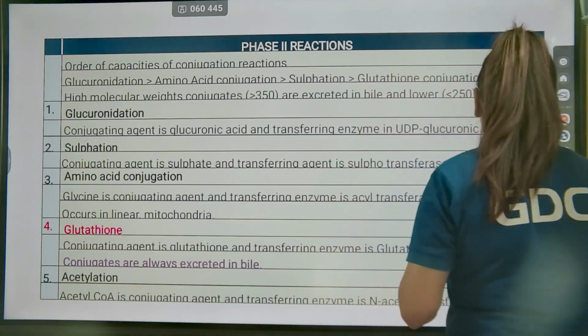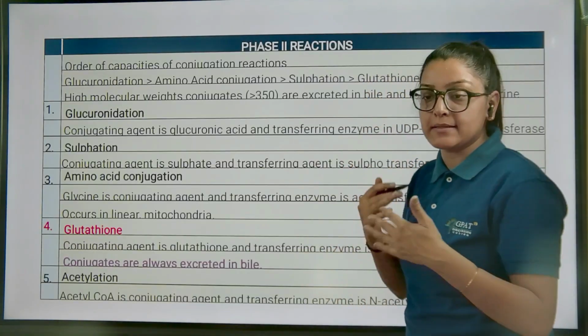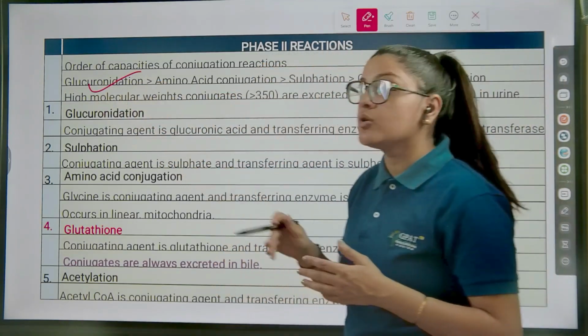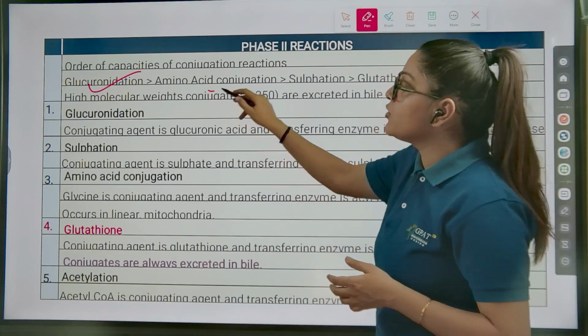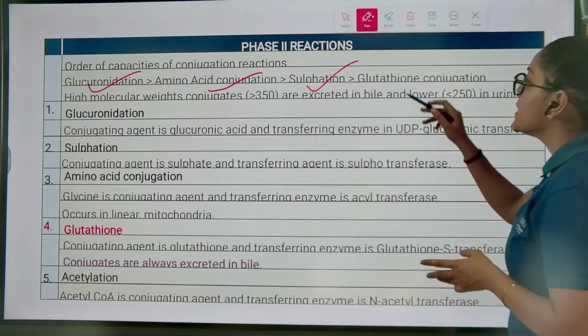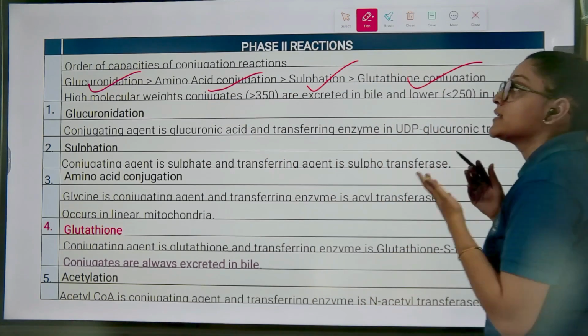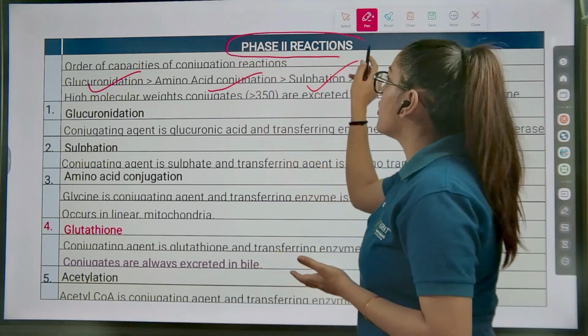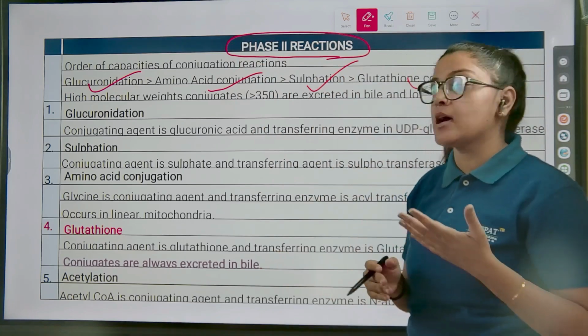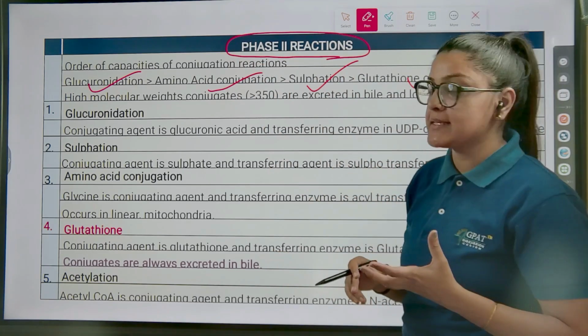So if somebody asks you what is the order of the capacities of these conjugation reactions, number one is going to be the glucuronidation reaction. Then you have amino acid conjugation. Then you have sulfation. Then glutathione conjugation. That is why these phase 2 reactions are called conjugating reactions, as phase 1 reactions are known as your functionalization reactions, right?